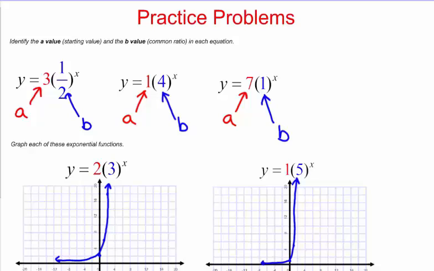And here are the solutions for those practice problems. Notice that the initial value, that A value, is always what starts. The B value is always raised to the power of x. And with the two graphs down below, those are both exponential growths because that B value is greater than 1.